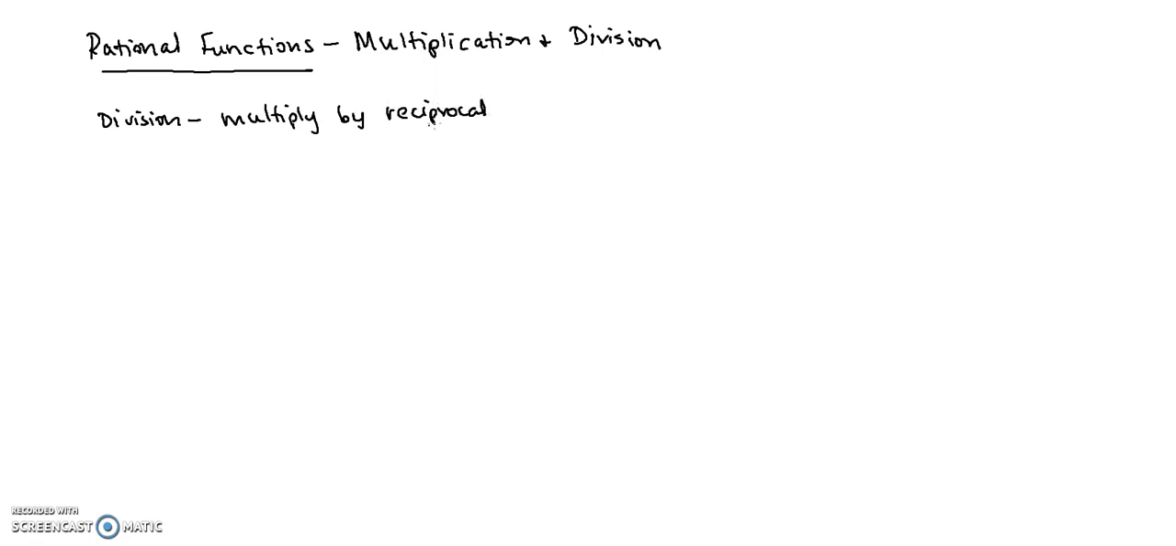Okay, and that's always true. It just doesn't always help us much. So division is always the same as multiplying by the reciprocal. For rational functions, this version of it is going to help us a lot.